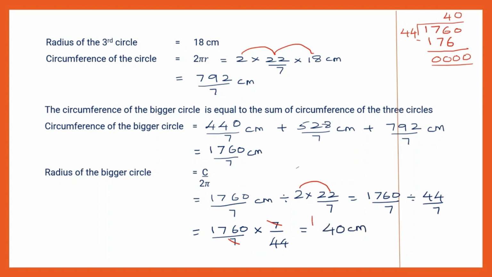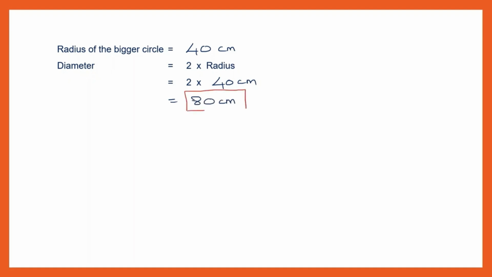So we have found the answer. The radius is 40 centimeters. So radius of the bigger circle that we just found out is 40 centimeters. And the diameter is 2 into radius, which is 2 into 40 centimeters. So 2 fours are 8, 80 centimeters. So we have found the diameter. Diameter is 80 centimeters.